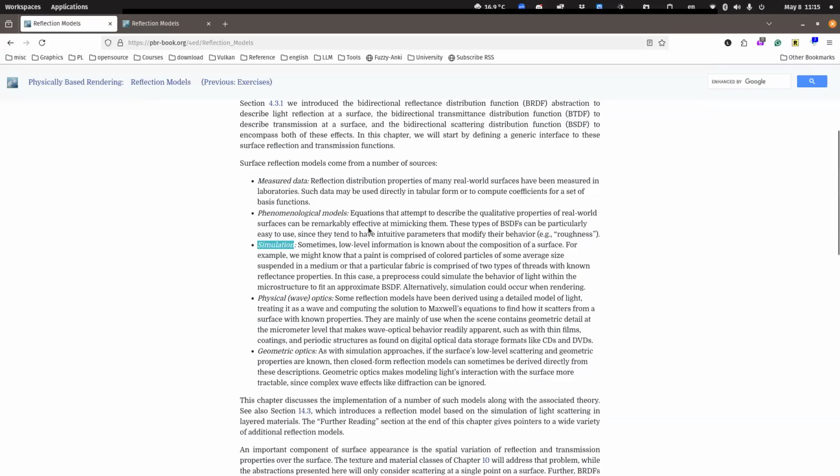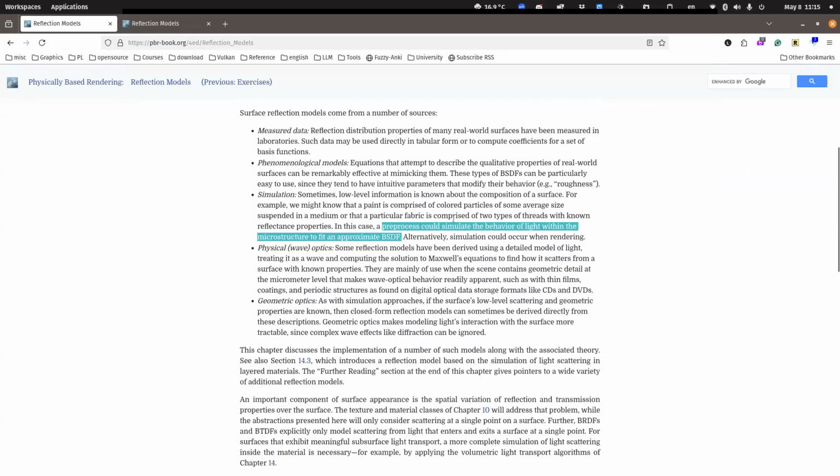Simulation. Sometimes low-level information is known about the composition of the surface. For example, we might know a paint is comprised of colored particles of some average size suspended in a medium, or that a particular fabric is comprised of two types of thread with known reflectance properties. In this case, a pre-process could simulate the behavior of light within the structure to fit an approximate BSDF. Alternatively, simulation could occur when rendering.